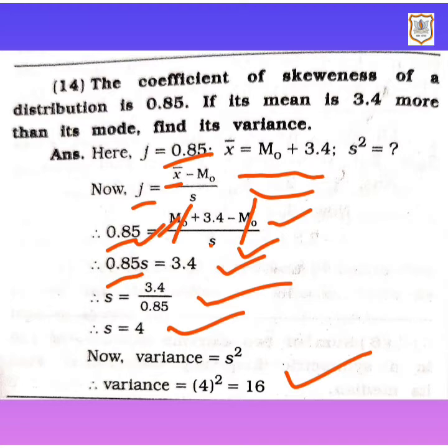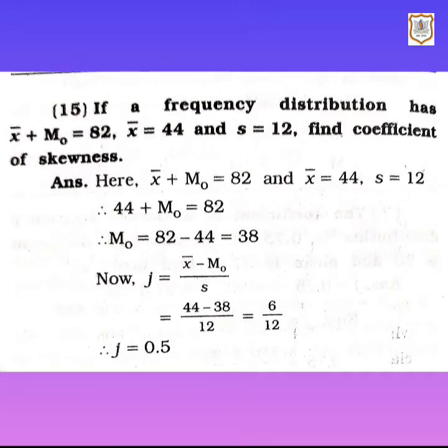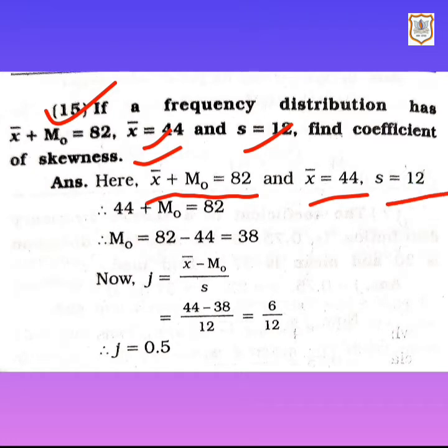Let's solve sum number 15. Let's read sum number 15. If a frequency distribution has mean plus mode is 82, mean is 44, standard deviation 12, find the coefficient of skewness. That means we have to find J. And mean plus mode is given 82, mean is given 44, standard deviation is given 12.